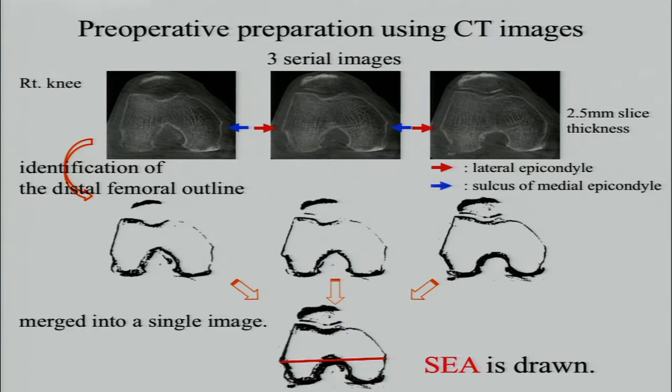Because the epicondyles are a three-dimensional structure, three serial slices of the images, instead of a single image in which the medial epicondyle and/or the lateral epicondyle are visible, are selected after the identification of the distal femoral outline by using computer software. These three images are merged into a single image, and the SEA is subsequently drawn over it.